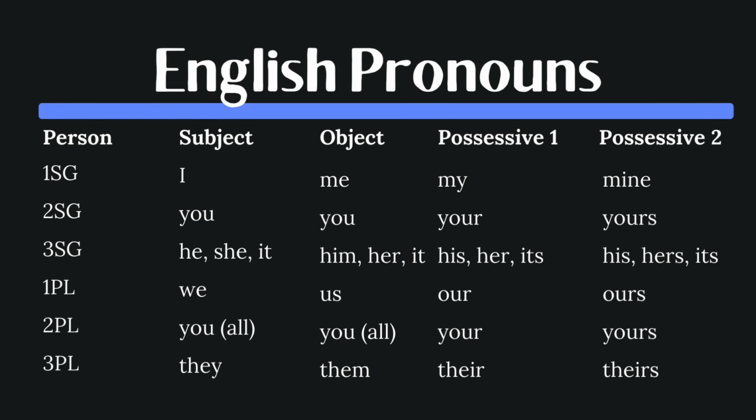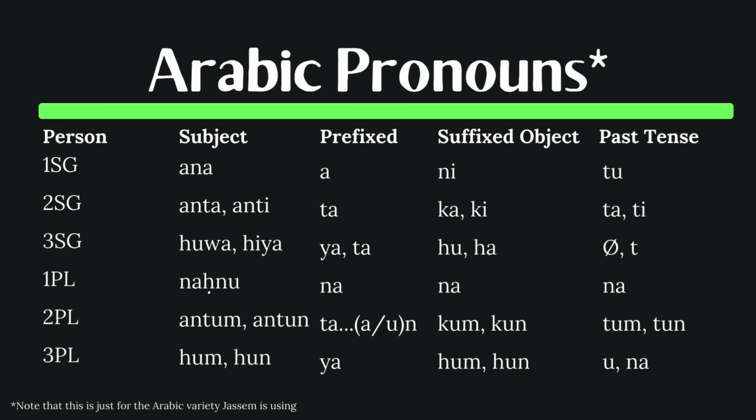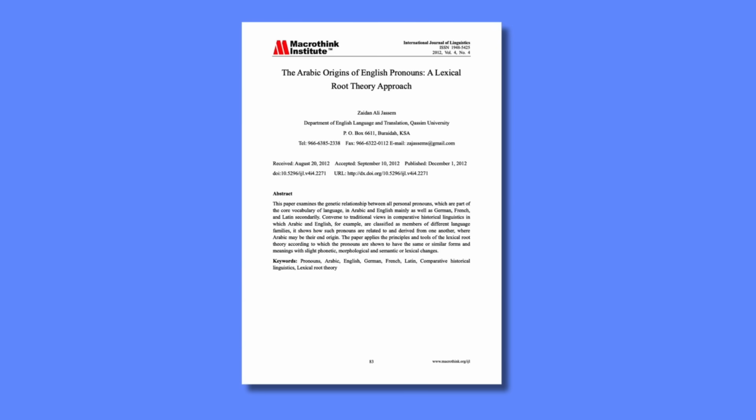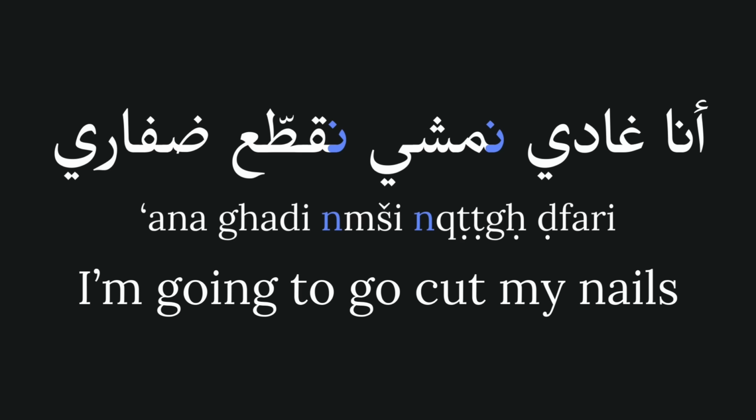I've rearranged the ones for modern English and Arabic for clarity since those are the most relevant to the topic. This part of the video is timestamped for quick access if you want to go back and look at them again at any time. Immediately we have a problem though. Jassem never specifies what variety of Arabic we're talking about. For example, in Moroccan Darija, the first person singular prefix is not a but rather n, as in I need to go cut my nails.